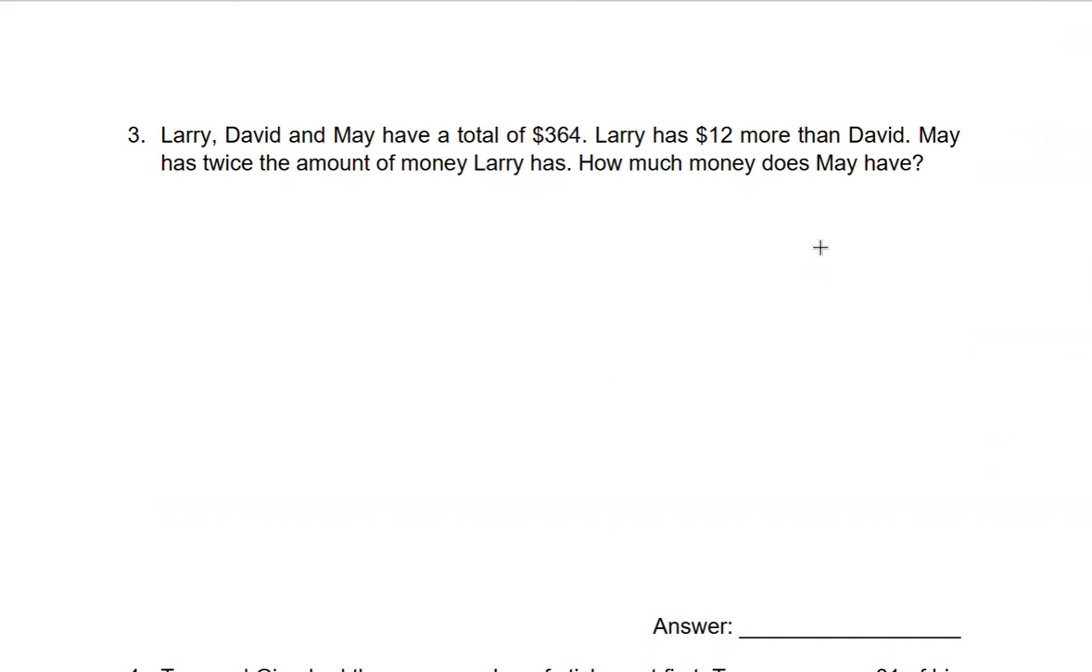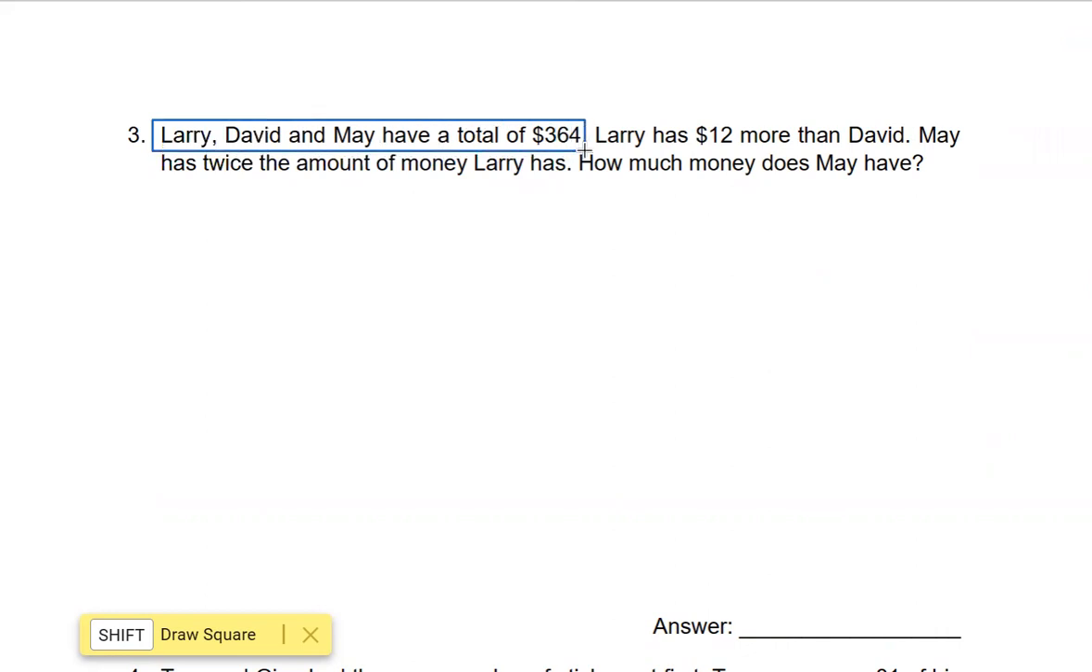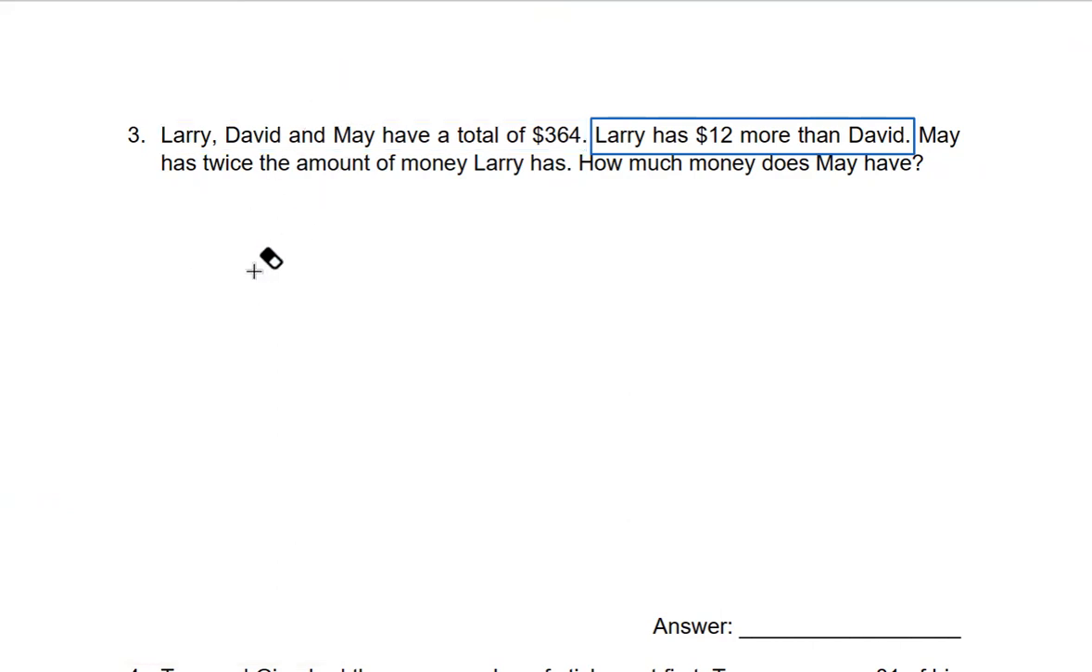So once again, to turn this into a model, I want to choose which sentence I should draw the model from. Should I start drawing from the first sentence, or the second sentence, or the third sentence? I should not start from the first one because the first sentence does not show me any comparison. The second sentence does. I can see that Larry has $12 more than David.